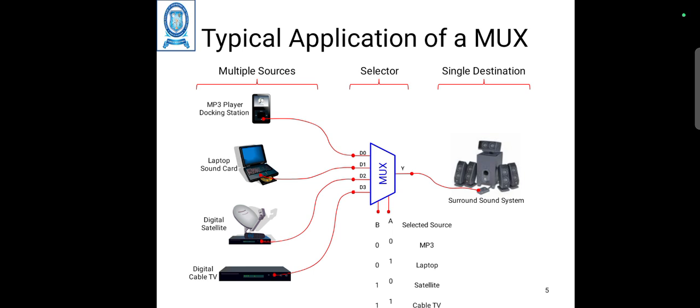For example, two select lines mean 0 0, 0 1, 1 0, 1 1. 0 0 represents 0, 0 1 represents 1, 1 0 represents 2, and 1 1 represents 3. So in this case, 0 0 is for MP3, 0 1 for laptop, 1 0 for satellite, and 1 1 for cable TV.